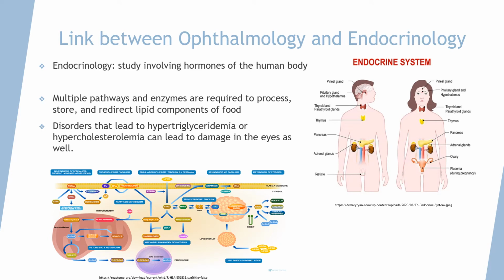Endocrinology, as a study involving hormones, is in its nature a systemic one. There are multiple pathways and enzymes that are required to process and redirect lipid components of the food, and the organs affected by this process include the eyes. The disorders in endocrinology that lead to high levels of triglycerides or cholesterol can also lead to damage in the eye as well.